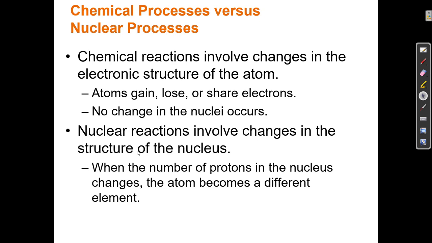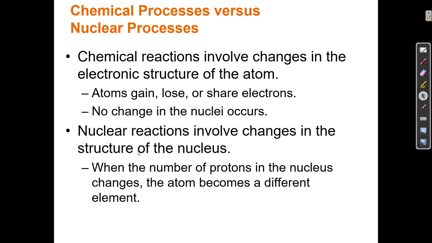When I'm breaking bonds, what are bonds made of? They're made of electrons. So in most chemical reactions, I'm breaking bonds and making bonds. I'm breaking bonds that are made of electrons, and I'm making new bonds that are made of those same electrons. So chemical reactions really just involve the electrons changing positions. That's all chemical reactions are, moving electrons around. But nuclear reactions, everything we're going to look at in this chapter, actually involve changing the nucleus. Chemical reactions never do. We're only moving electrons around.